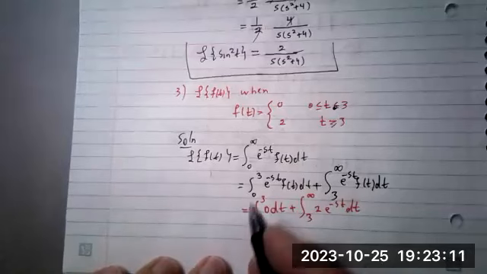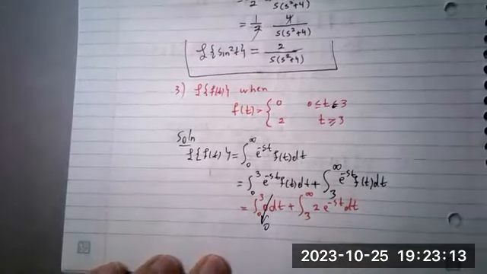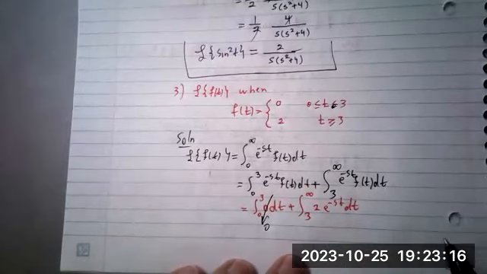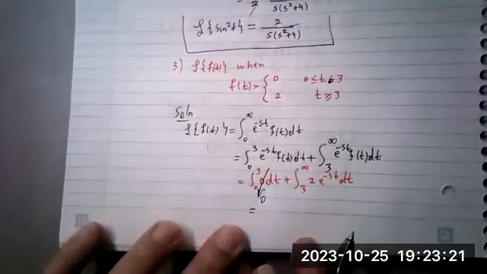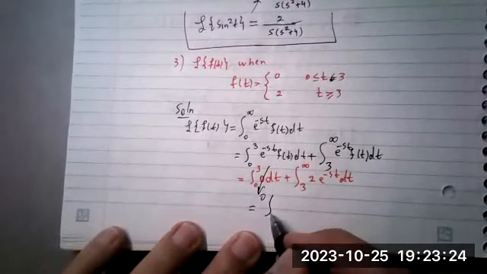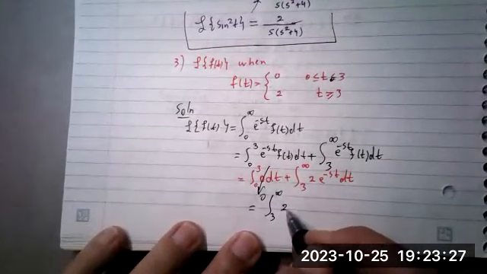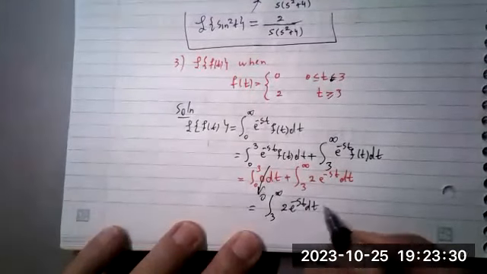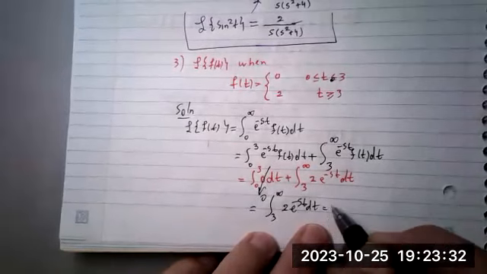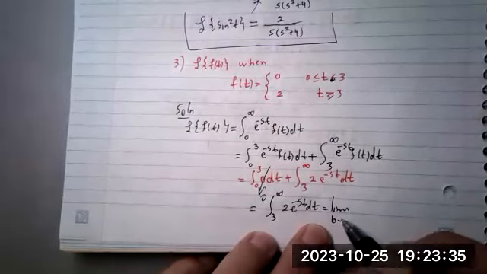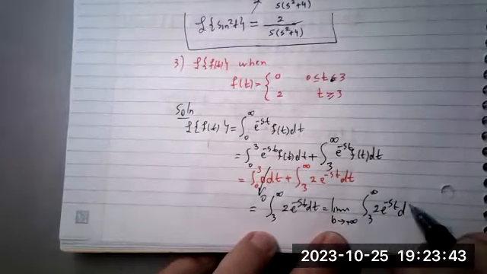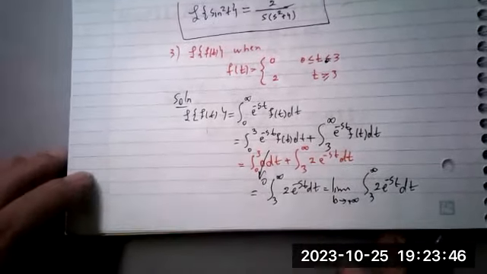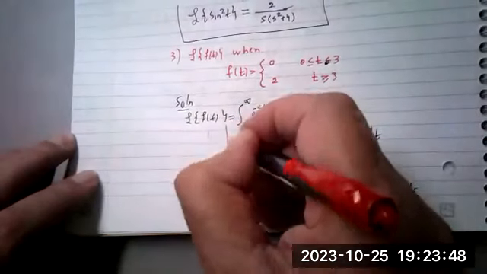So the first one would disappear. What you have to do is just the second part, which is very easy to find. It's going to be equal to the integral from 3 to infinity of 2e to the negative st dt. Those type of ideas that we did, it's going to be the limit as b goes to positive infinity of the integral from 3 to b of 2e to the negative st dt. As we did before, it's an exponential function.